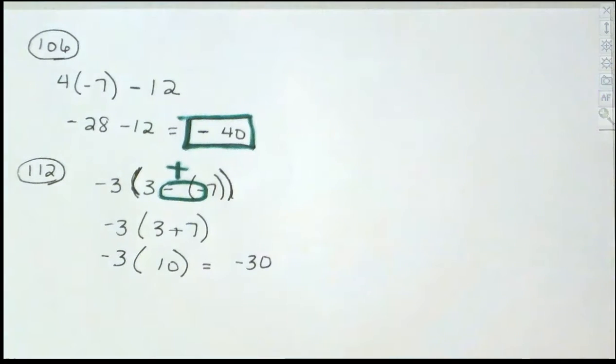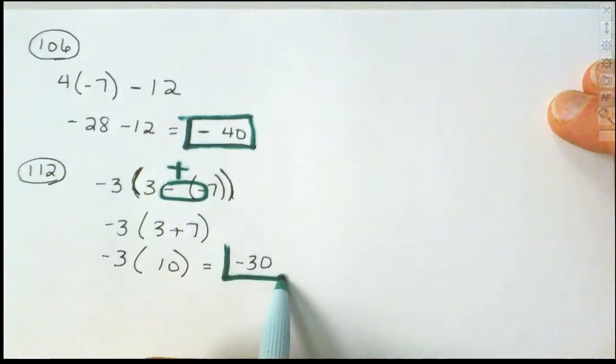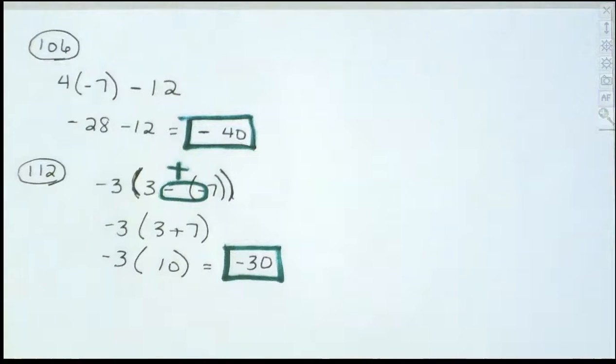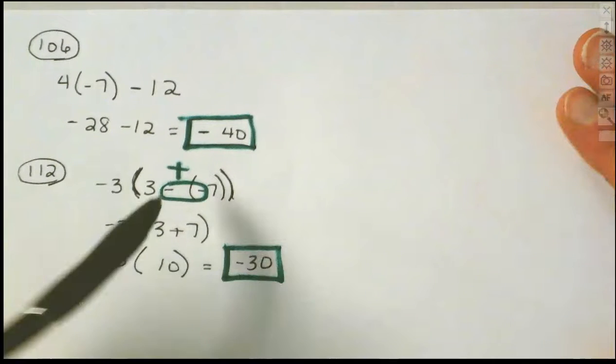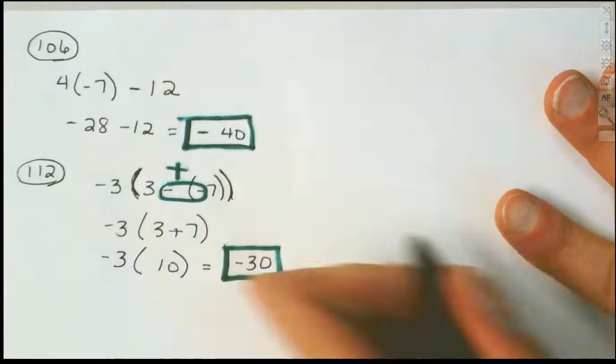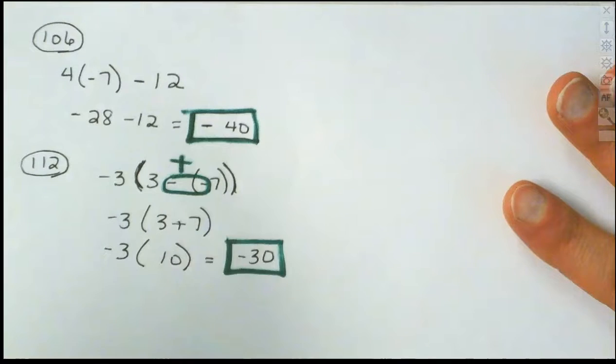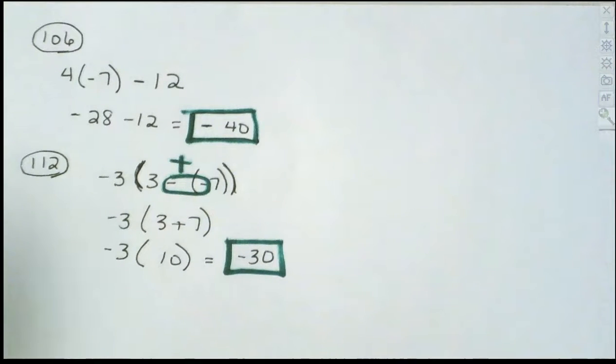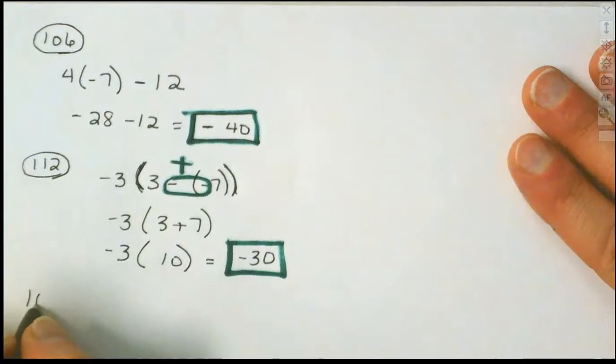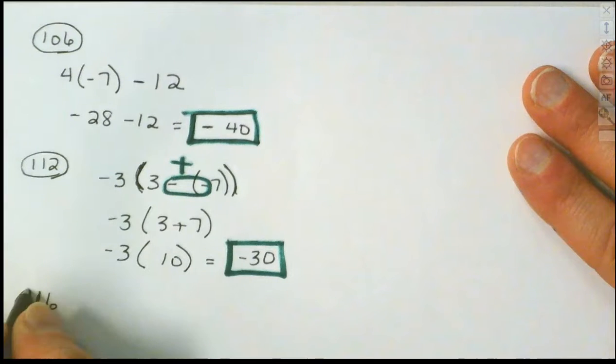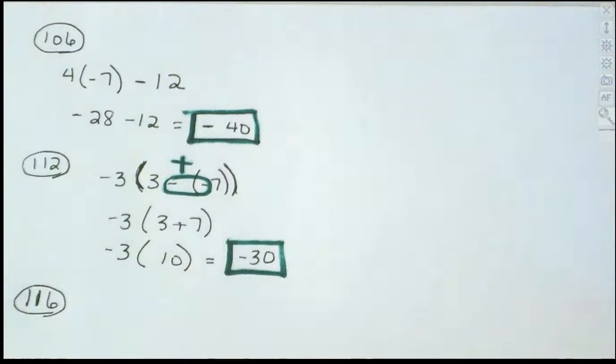-30. You just have to be very, very careful on the setup and watch for things like double negatives because they're all there. You just got to be careful when you plug the values in and watch the order, especially with subtraction and division. Order is important. So that was 112. How about 116? This one's got division.